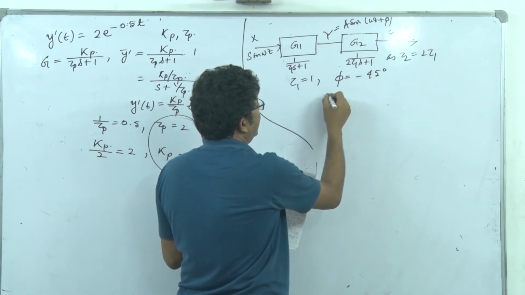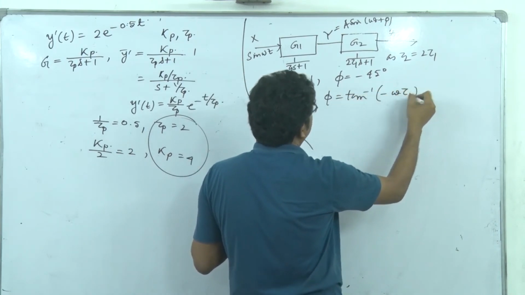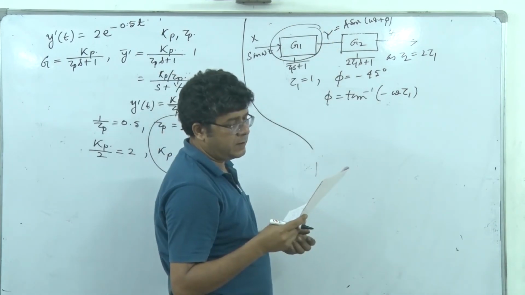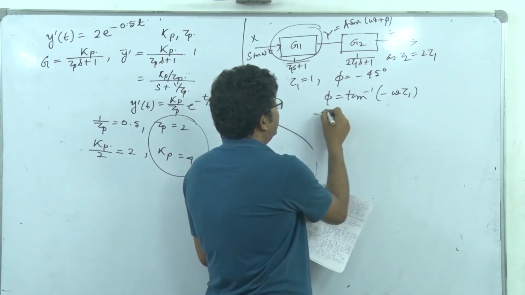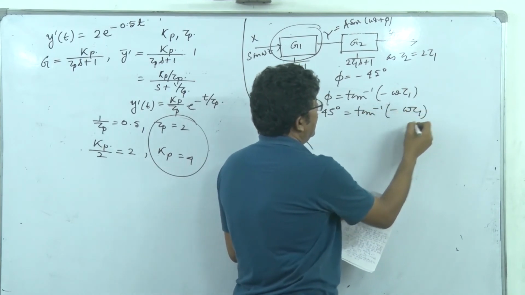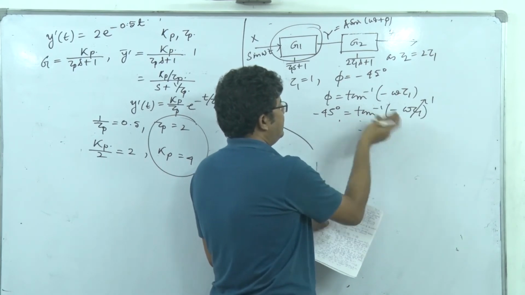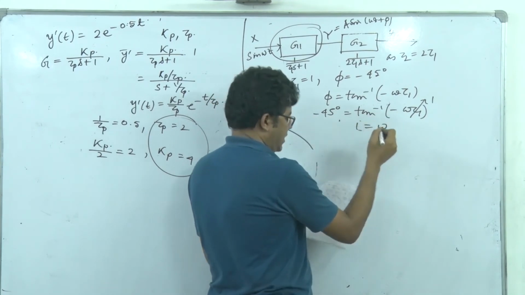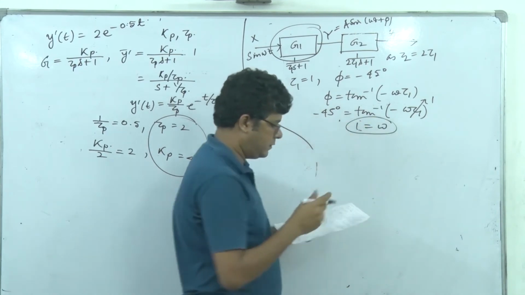And we know that phi is equal to tan inverse of minus omega tau 1, because Y lags behind the input variable by 45 degrees. So minus 45 is tan inverse of minus omega tau 1, and tau 1 is equal to 1. Tan of minus 45 is minus 1, the minus cancels out, so 1 equals omega. So this is the answer.